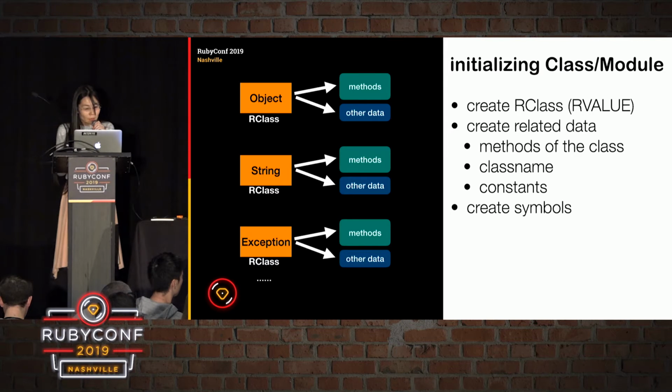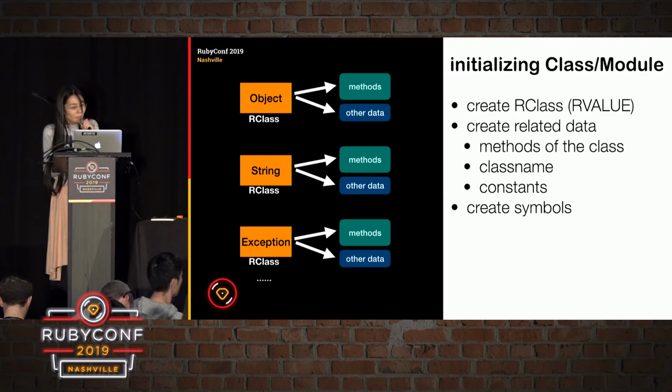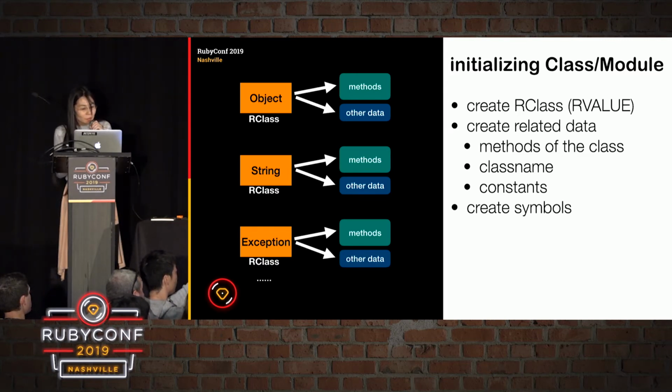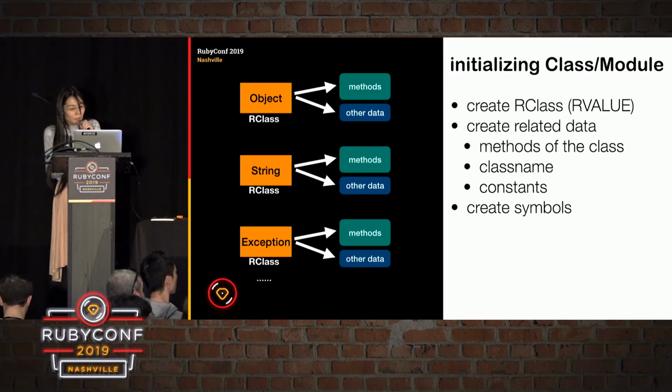At last, we explain initialization of classes and modules. Classes and modules are implemented as struct RClass. RClass is a kind of RValue. RClass has a reference to method table and instance variable table. Method table is a map of method name and method body.